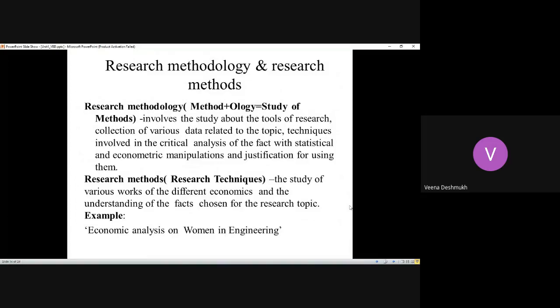Now the next point is, what is the difference between research methodology and methods? Often these two words are used as if they are one and the same. But there are differences, you can say. So what are those? So research methodology.